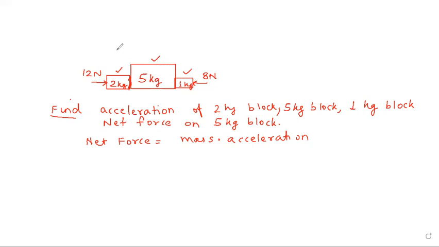So when such problems come, how do you solve them? In order to solve this, it is a very simple problem. Because these are connected with each other, and you see that this force of 12 Newton is acting on this side and 8 Newton is acting on this side, they will always be together. So these three would always be together and we can consider them as a single block.